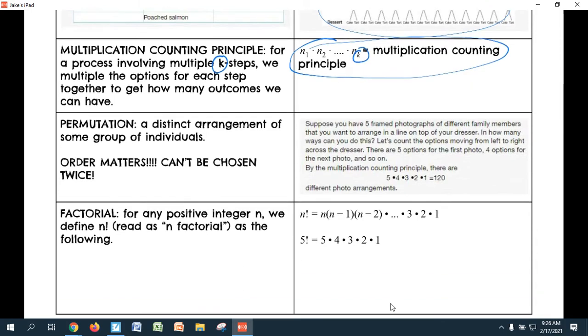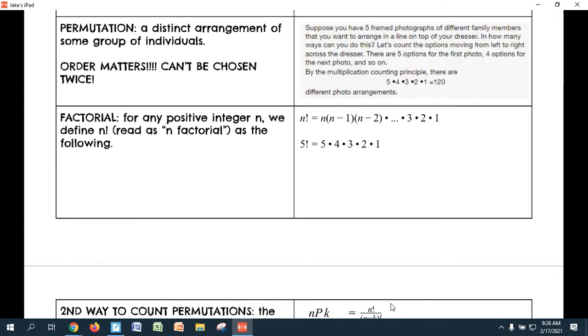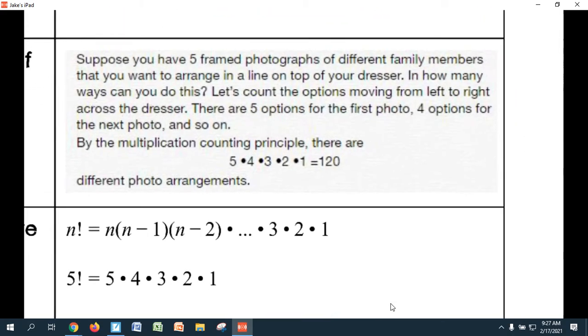Next thing is called permutations. A permutation is a distinct arrangement of some group of individuals. I like this example here. It says, suppose you have 5 framed photographs of different family members that you want to arrange in a line on top of your dresser. How many ways can you do this? Let's count the options from left to right and so on.